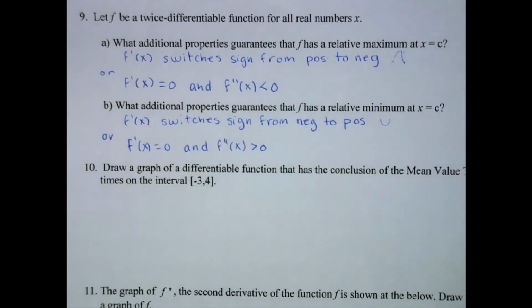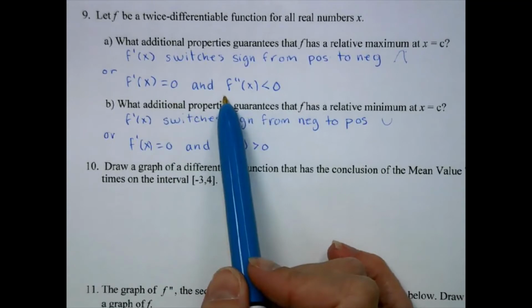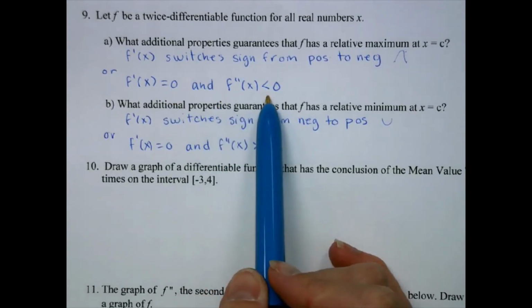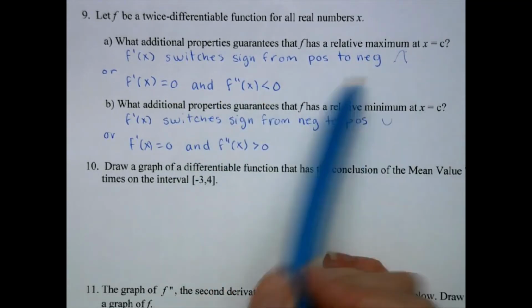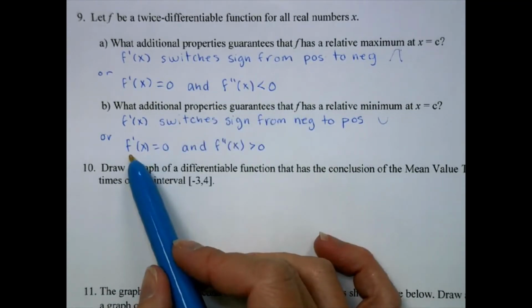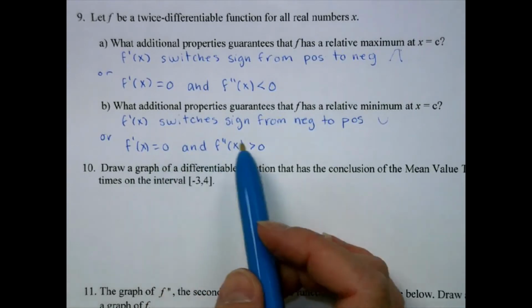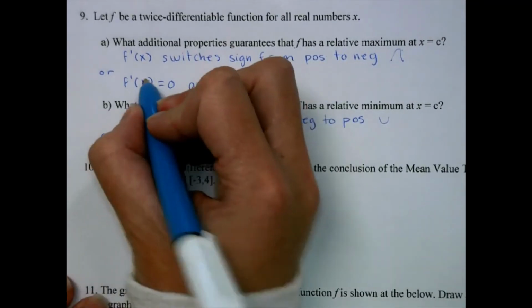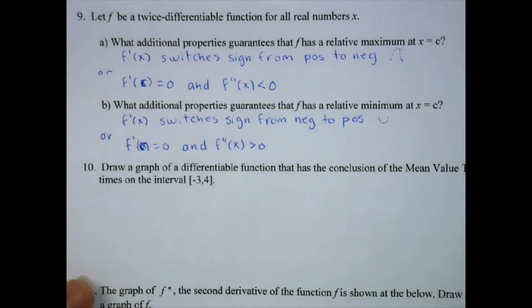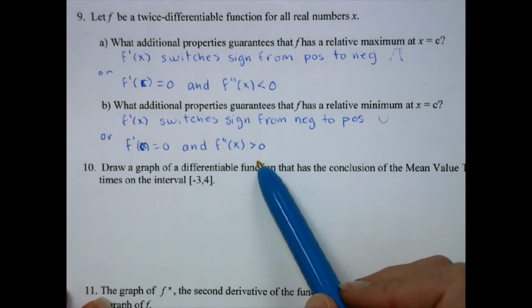The second derivative test: we have a maximum if the first derivative is 0 and around there our graph is concave down, or the second derivative is less than 0. We have a minimum if the first derivative is 0 at c, that is, f prime of c is 0, and the second derivative is positive, meaning we have a concave up graph.